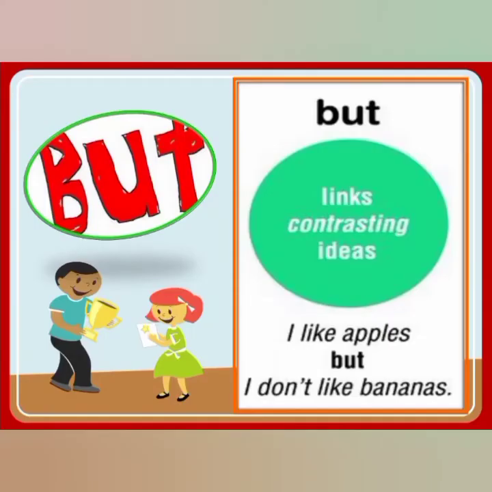The next one to learn is but. But links the contrasting ideas. That means the opposite ideas. Like, I like apples, but I don't like bananas. In the one sentence, you are talking about your liking, and in another sentence, you are talking about your dislike, that which you don't like. So, both the ideas are contrasting, both the ideas are opposite. That's why we have used the conjunction but.